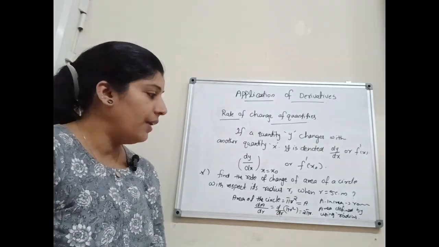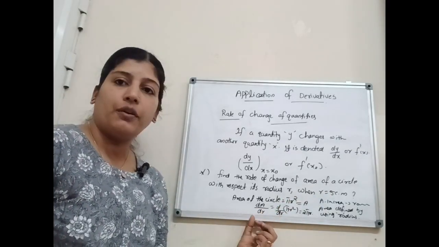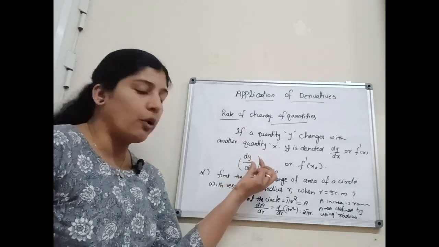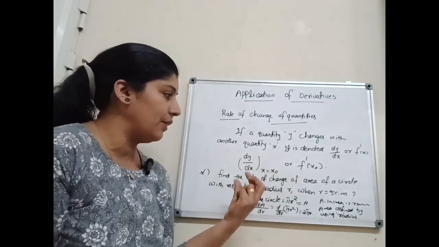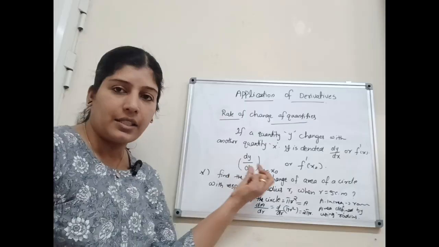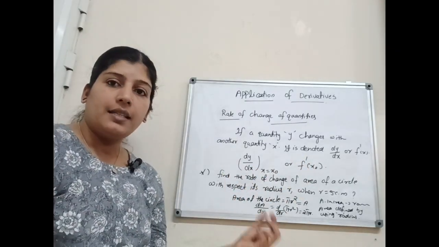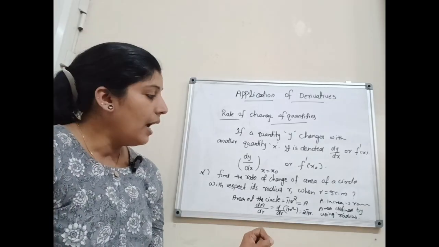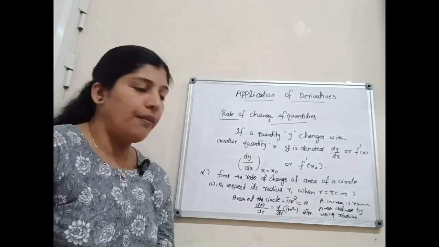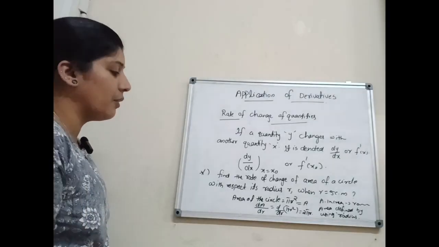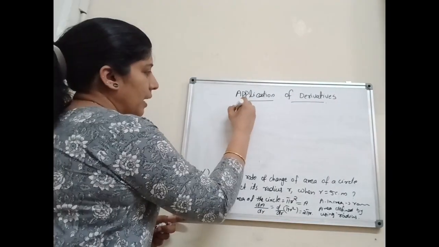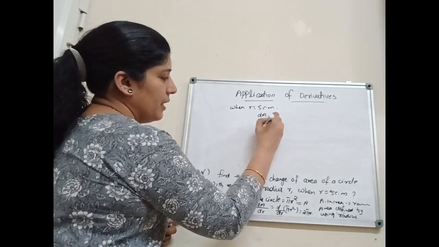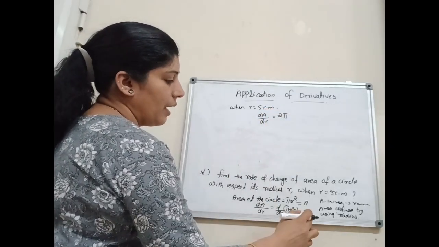Next, we have to consider when r equal to 5, what the rate of change of area will be. That is the given condition, the rate of change of quantity at a point x equal to x naught, denoted by dy by dx at x equal to x naught or f dash of x naught. In the same manner, here we consider the rate of change of area with respect to its radius when radius r equal to 5 centimeter. When r equal to 5 centimeter, the rate of change of area dA by dr is equal to 2 pi into 5.